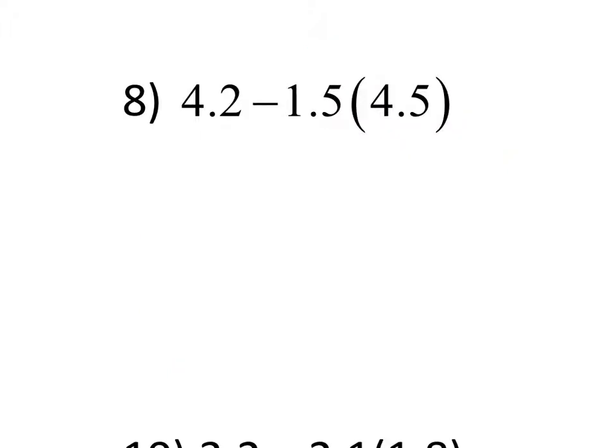Number 8, this one usually ends up being a problem, and here's why. Is our brains, we just want to work from left to right all the time, and so we just do this 4.2 minus 1.5, leaving us with 2.7. But we can't do that because by the order of operations, yes, we have parentheses. There's nothing to evaluate in there, though. There's no exponents, but between the 1.5 and the 4.5 is some multiplication. So we can't do 4.2 minus 1.5 first. We got to do the multiplication. And 1.5 times 4.5, I got 6.75.